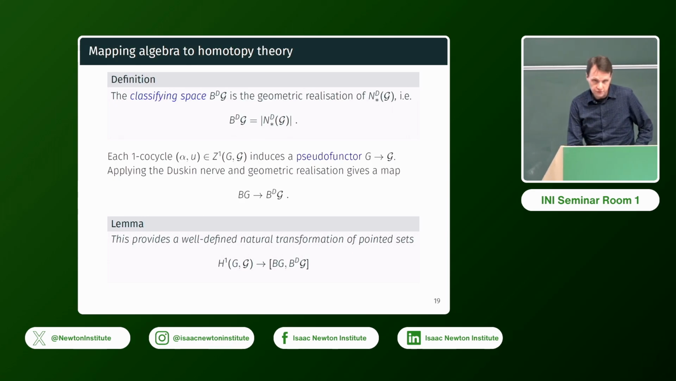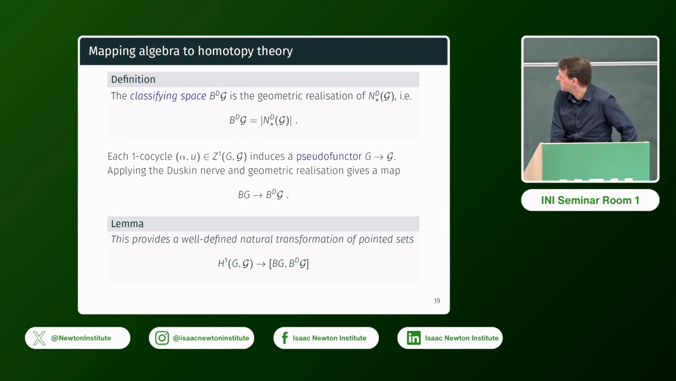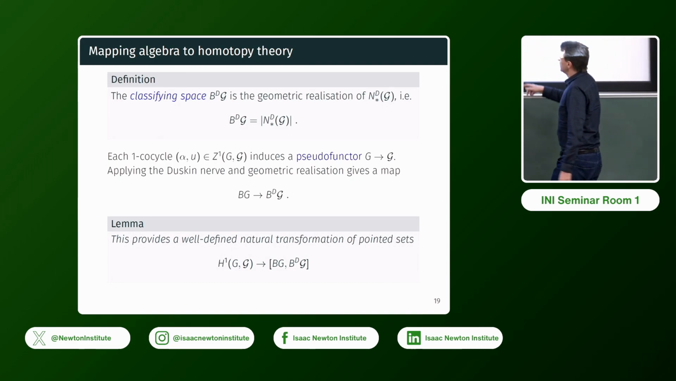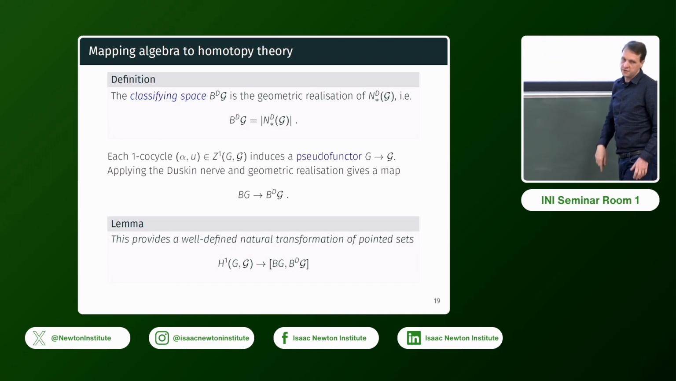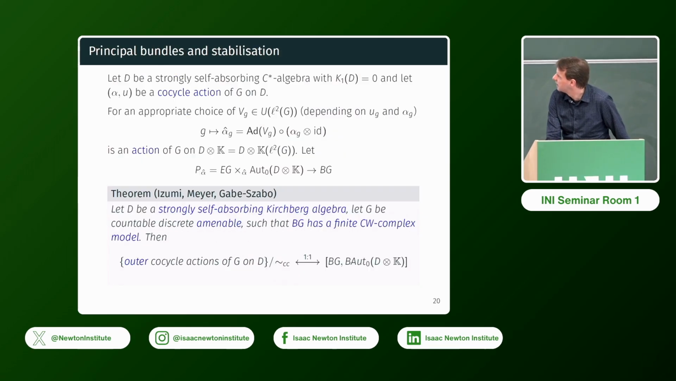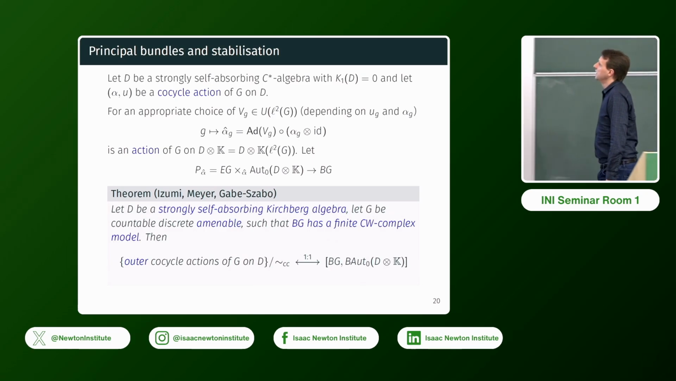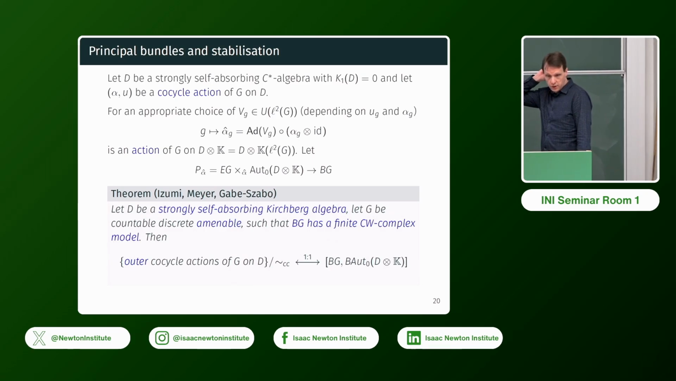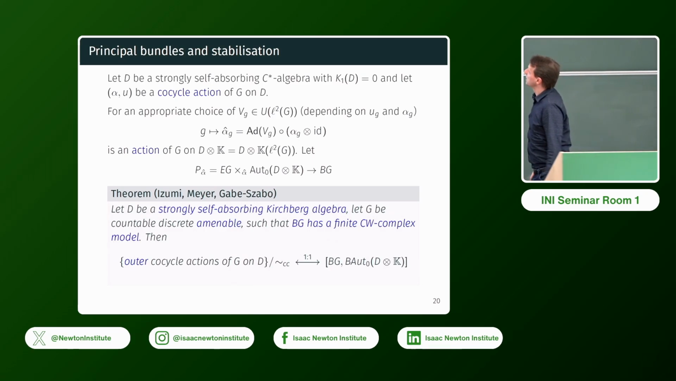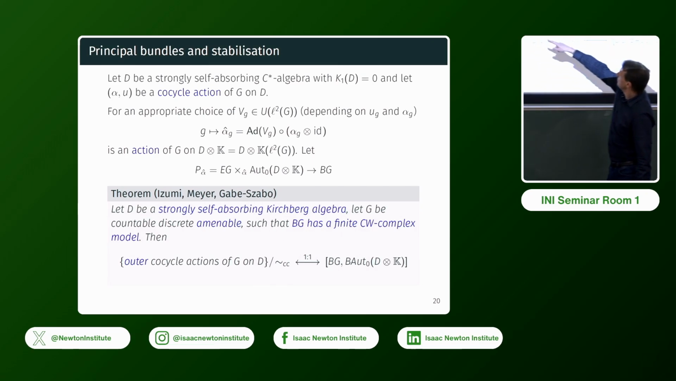And now, of course, you want to find out how good are these maps. If you're unlucky, this could just be the map that sends everything to just one homotopy class, and then you would be none the wiser. But there's good evidence that this is something that might be successful. So here's a theorem. Oh yeah, this slide is a bit of a mess, my apologies. So I want you to look at the theorem first.